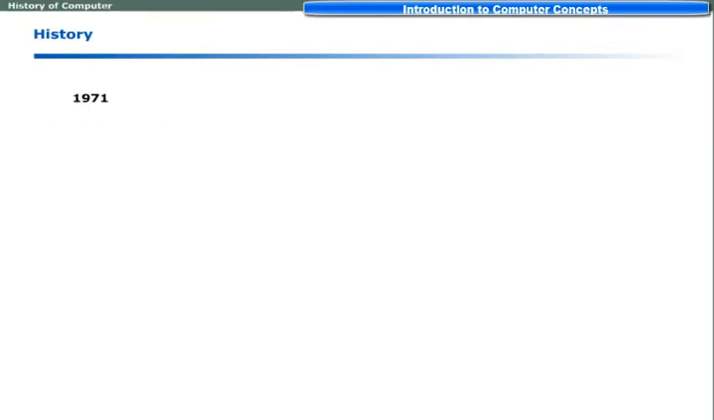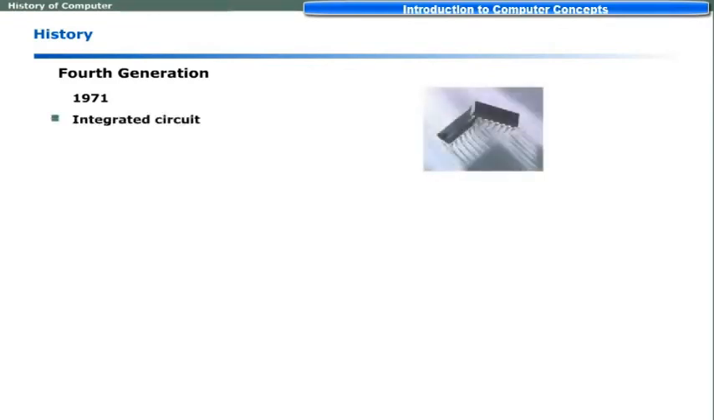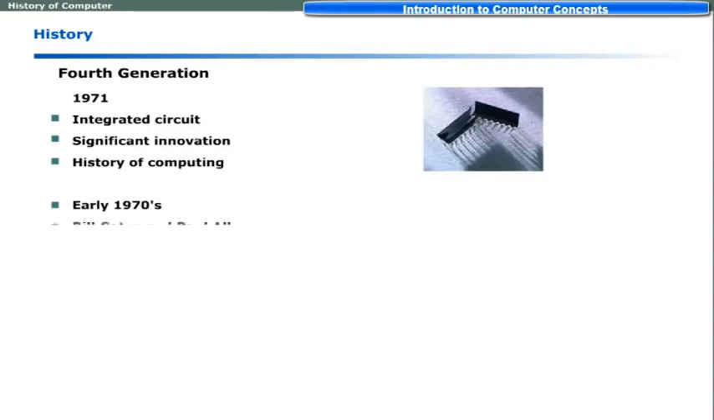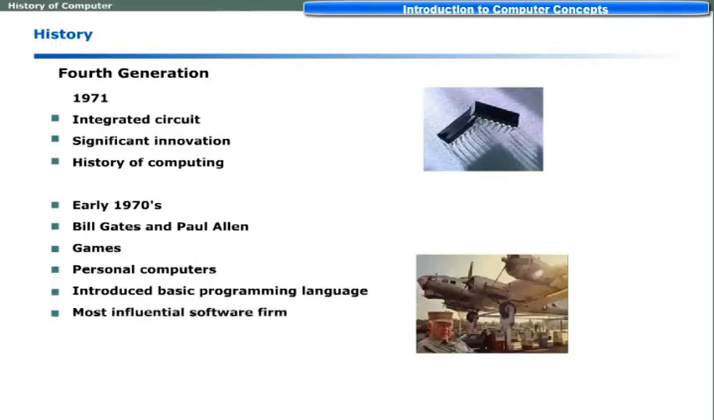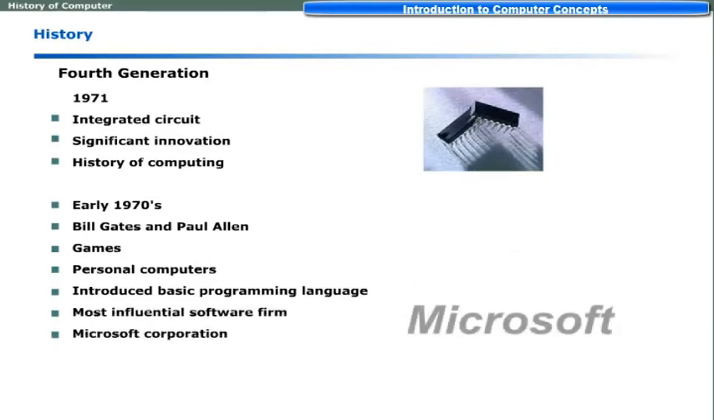During 1971, fourth-generation computers were introduced with the introduction of the integrated circuit. This was a significant innovation in the history of computing. During the early 70s, Bill Gates and Paul Allen were busy developing games for personal computers and introduced a BASIC programming language. They formed today's most influential software firm, Microsoft Corporation. It revolutionized the idea of personal computing with the introduction of Microsoft Disk Operating System.